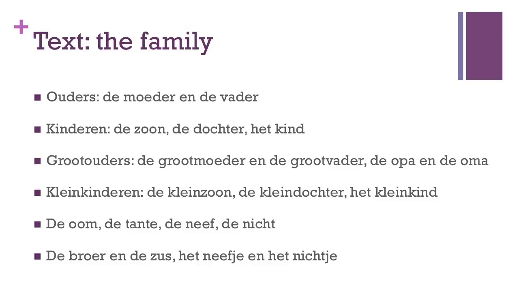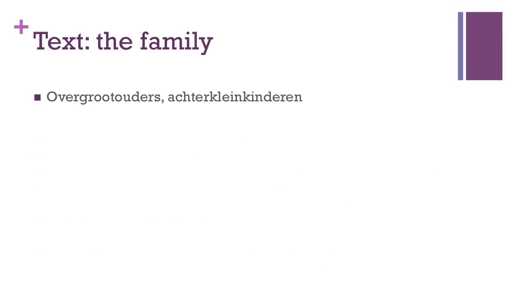Brother and sister are broer en zus. Nephew is neefje. That's the diminutive form of neef. However, sometimes it's used without diminutive, so it can be confusing when you're referring to a neef. You never know if it's your cousin or your nephew. Same goes for nichtje, niece.